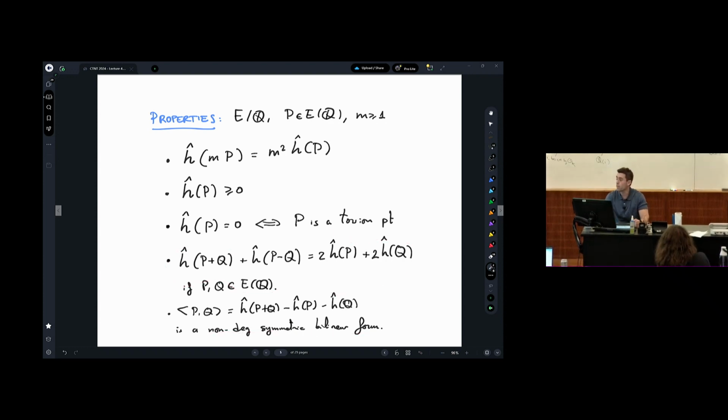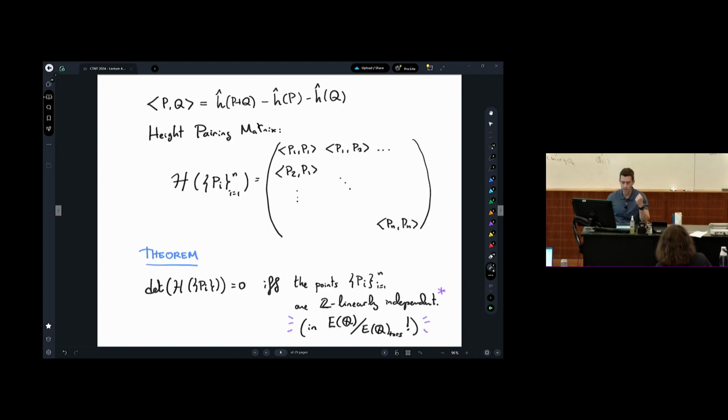And that pairing, because of this and because of the other properties, is a non-degenerate symmetric bilinear form, which is important because, well, now if I have a non-degenerate symmetric bilinear form, then I can start doing linear algebra on the points, and that's where I'm going to get the results that I want about independence of points.